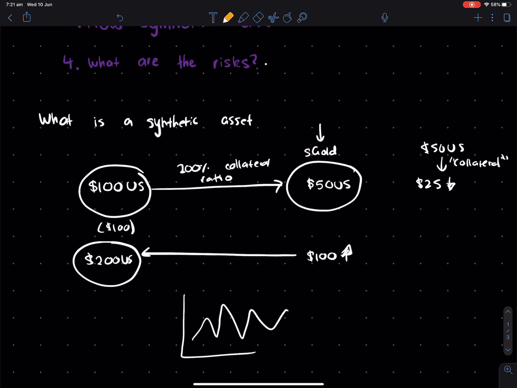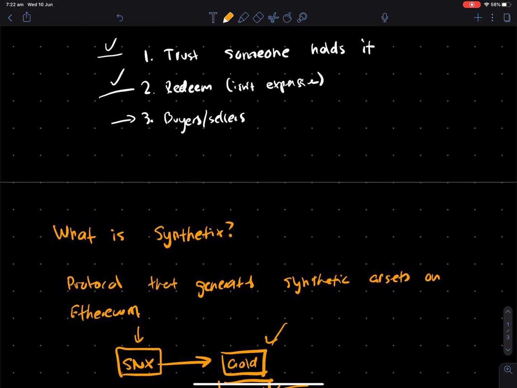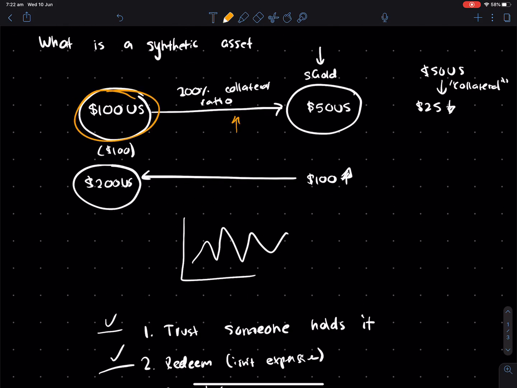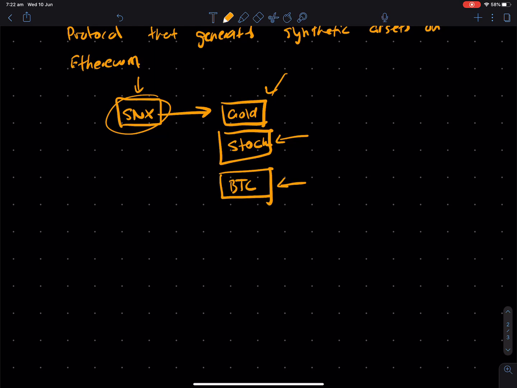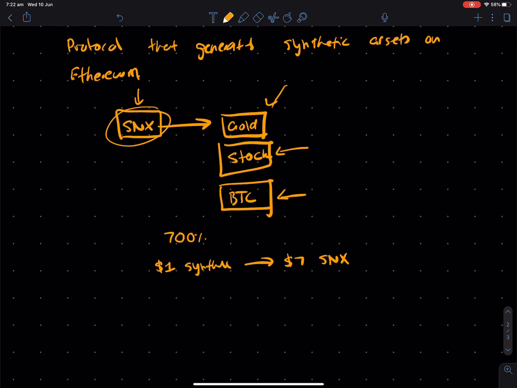And kind of relating back to our previous example, rather than having $100, we now have a certain amount of SNX tokens instead. So in this example above, we had a 200% collateralization ratio. In Synthetix, it's a lot higher, and this is something they're still working on, but it's typically in the 700% range. So meaning for every, say, $1 of a Synthetix that you want to generate, you need to have $7 worth of SNX tokens, which is very high. But we'll get to that in a bit.